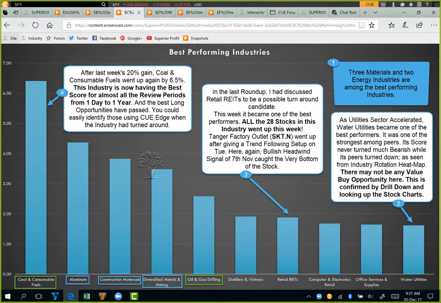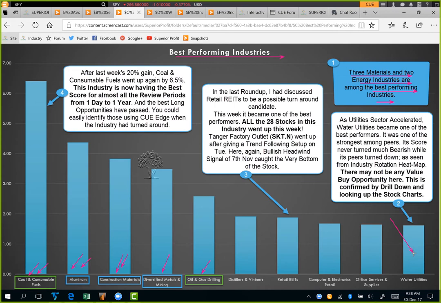From sector analysis, we now drill down to the industries. The best performing industries of this week: 3 materials and 2 energy industries are among the best performing industries. 3 materials industries with best performance are aluminium, construction material and diversified metals and mining, and 2 energy industries among best performers. These are coal and consumable fuels and oil and gas drilling.